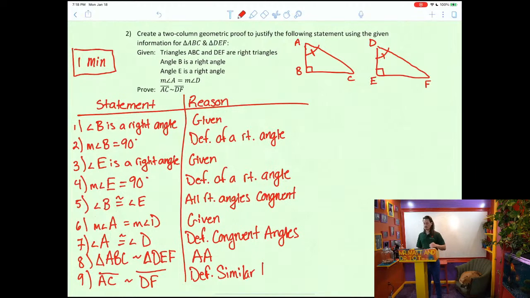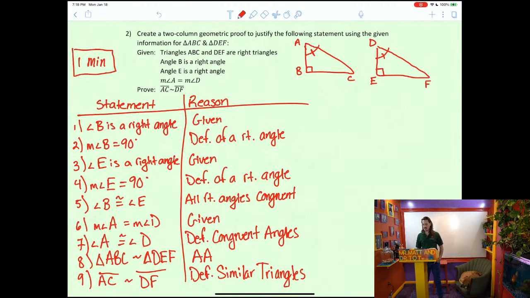Okay, so here, if we state that angle B is a right angle, we can then say that angle B must have a measure of 90 degrees because of the definition of a right angle, and the same thing for angle E, setting up that angle E and angle B are congruent because all right angles are congruent. So we first need to prove that they're right angles because their measure is 90 degrees, and because they're right angles, they must be congruent to each other. Then they tell us that the measure of angle A equals the measure of angle D. So angle A has to be congruent to angle D because of the definition of congruent angles.